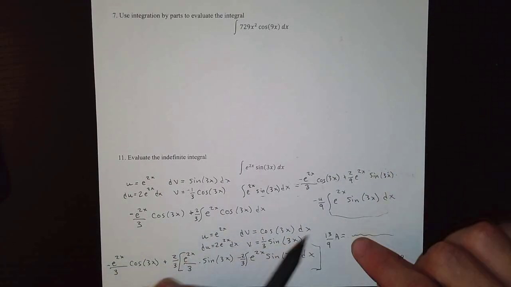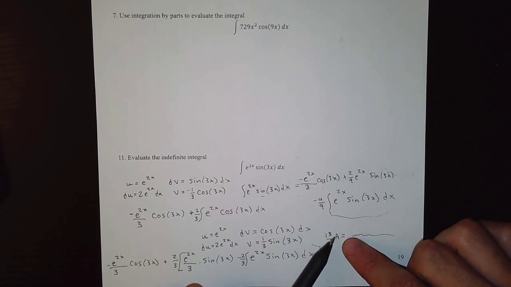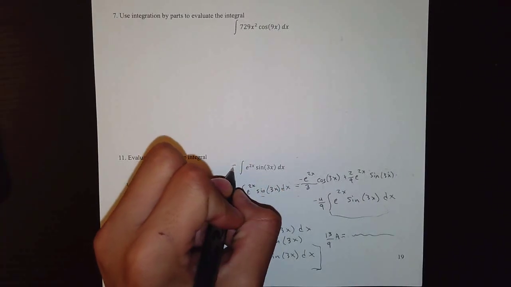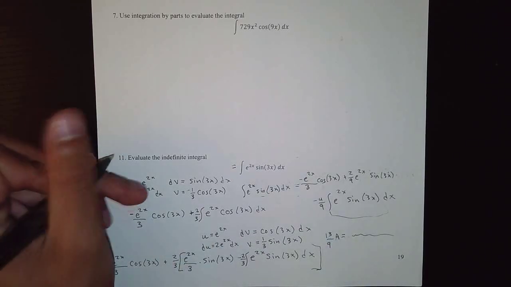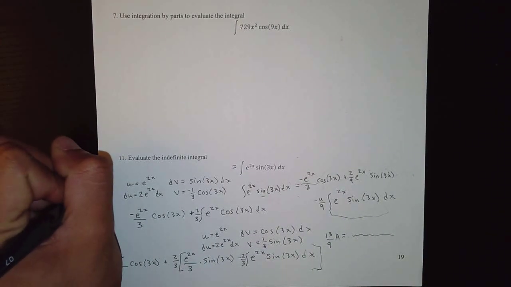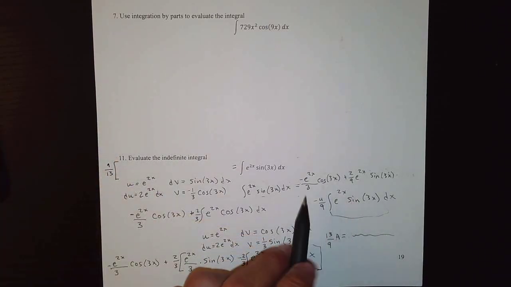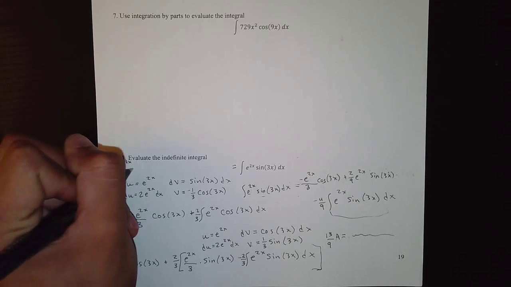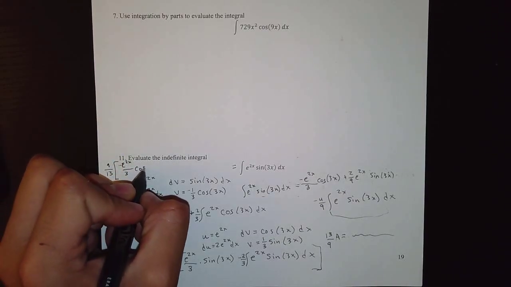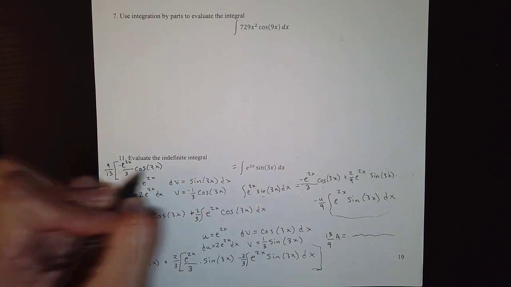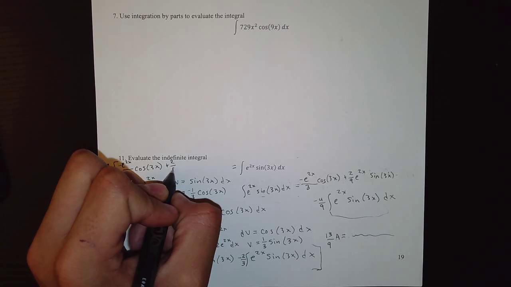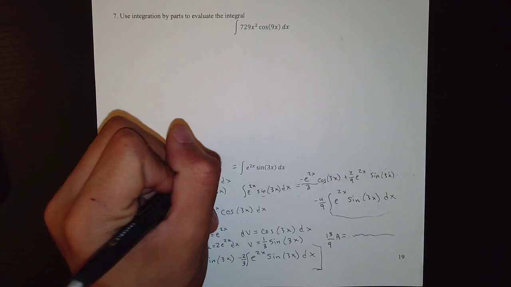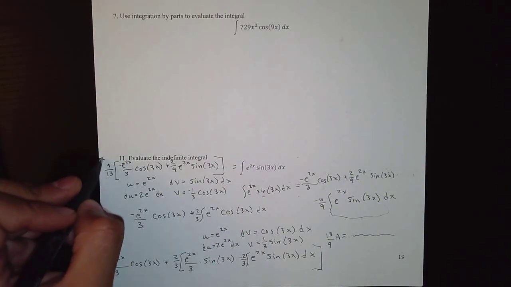And so now what we can do is multiply by the reciprocal, and when we solve for A, we find the answer to this integral. And so the answer to this integral is 9/13 times negative e to the 2x divided by 3 cosine of 3x plus 2/9 e to the 2x sine of 3x. And so this would be our answer.